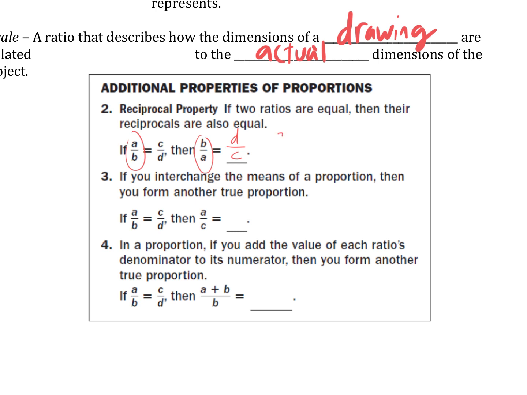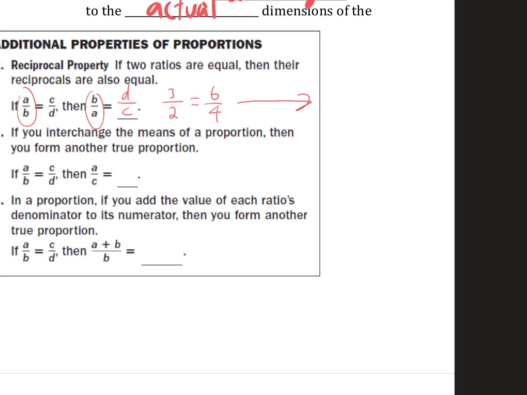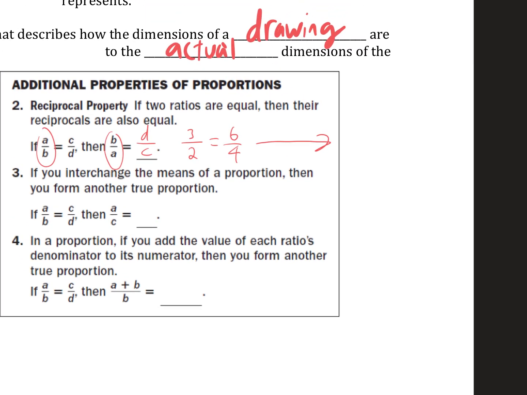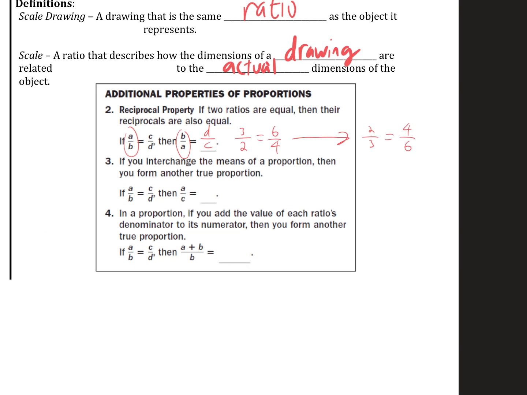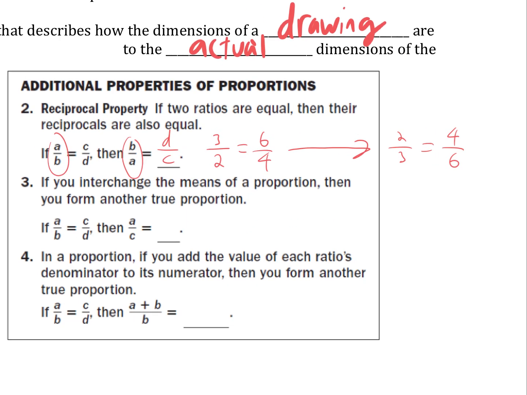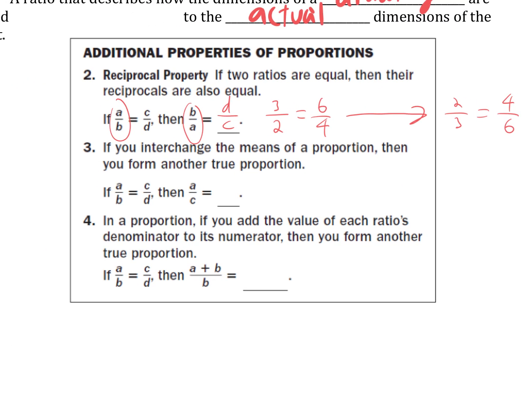So, for example, if we have 3 over 2 equals 6 over 4, then we can assume that if we do the reciprocals of both of those, that would be 2/3 equals 4 over 6. And those are equivalent ratios, so you can see that will work. Okay? Another thing we can do, so in this case, the top one we flipped vertically. We can actually flip horizontally.